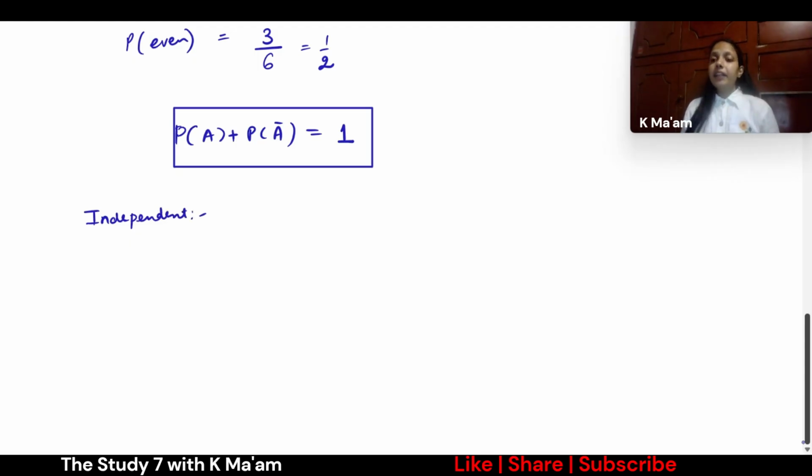So independent events means you flip a coin and you roll a die. They have no connection with each other, so they are independent. Dependent events are those where the occurrence of one affects the others.